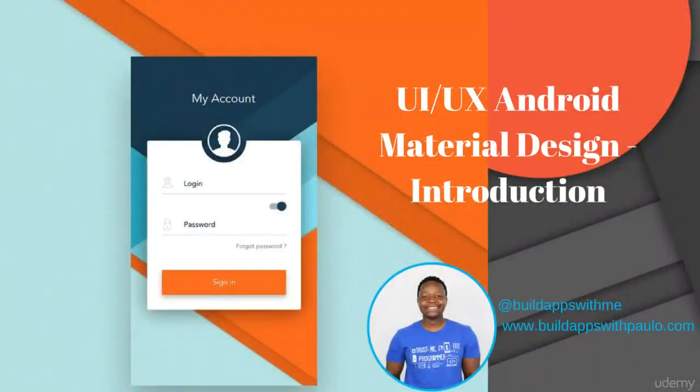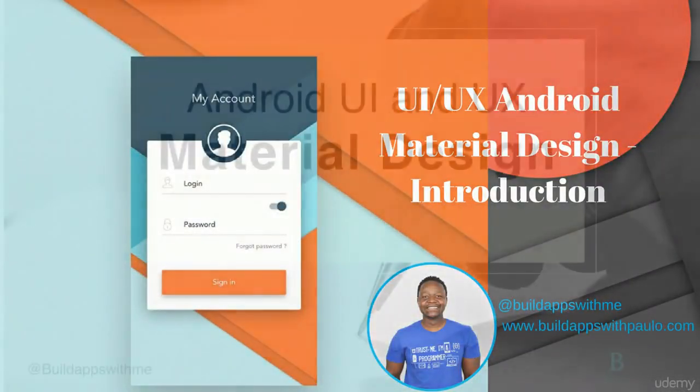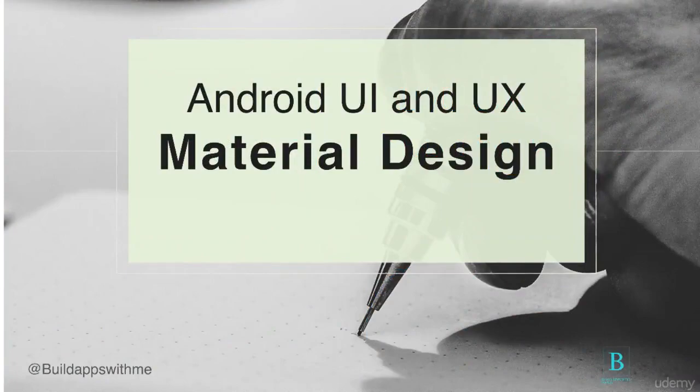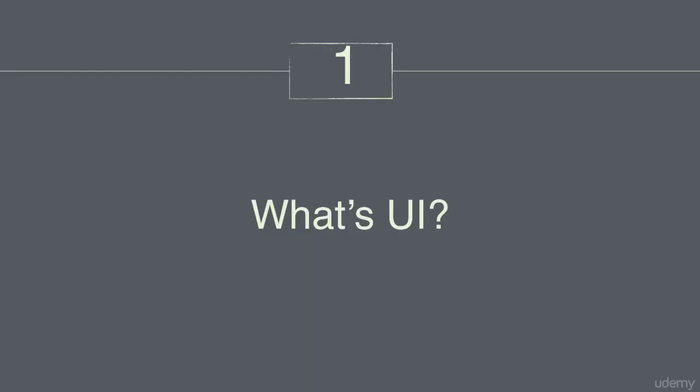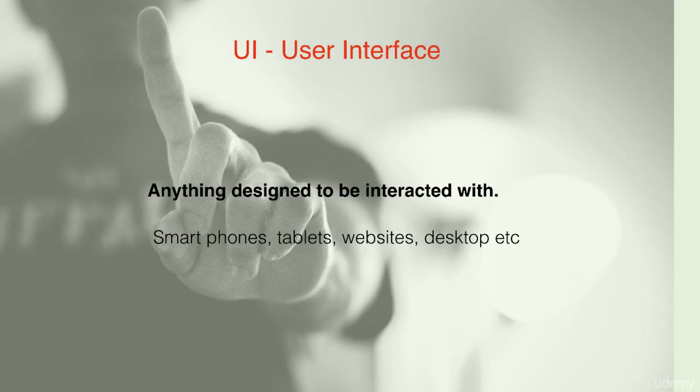In this video, we're going to talk about Android UI and UX pertaining to material design. I guess the first question we need to ask is, what is UI? What does that stand for? UI stands for user interface. So a user interface is what allows a user to interface or interact with something. In this case, we can interact, for instance, with smartphones, tablets, websites, desktop computers, and so much more.